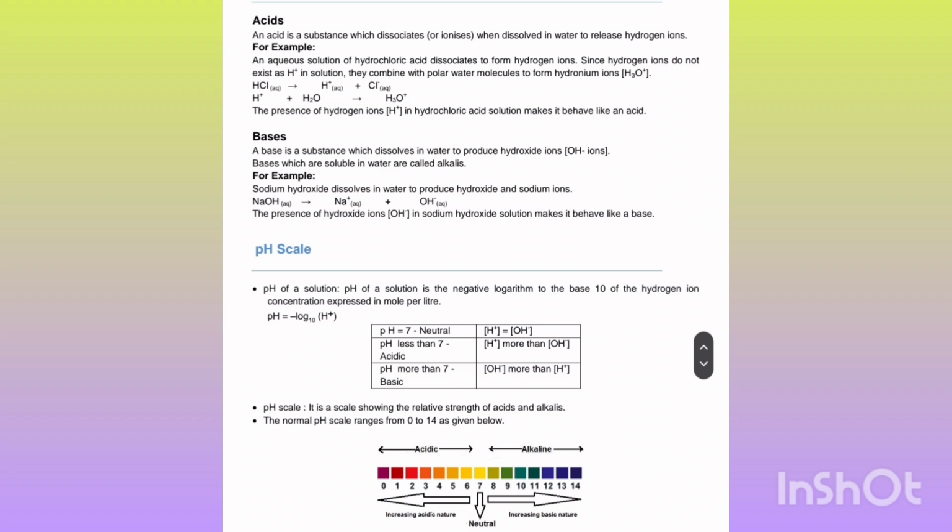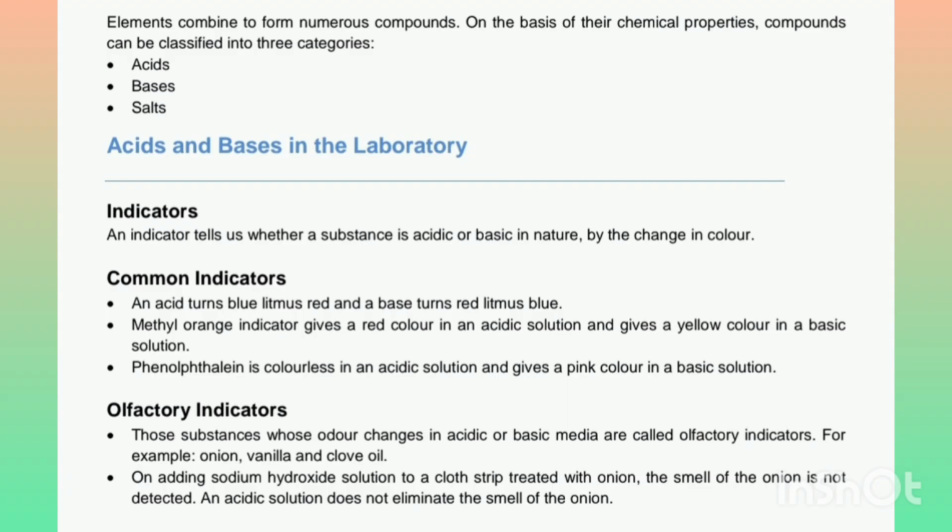Next, what is a pH scale? The pH of a solution is the negative logarithm to the base 10 of the hydrogen ion concentration expressed in moles per liter. Okay, so if pH equals 7, it is neutral. If pH is less than 7, it is acidic. If pH is more than 7, it is basic.